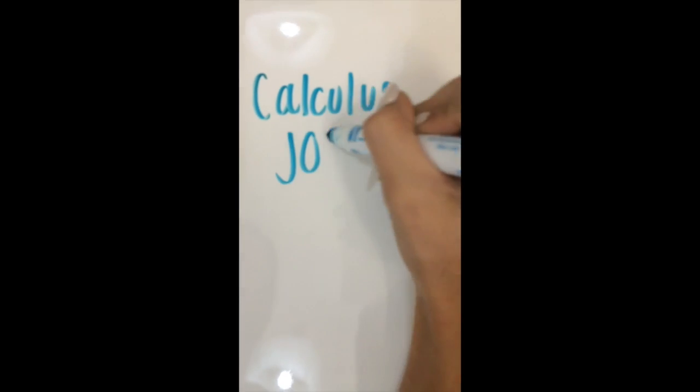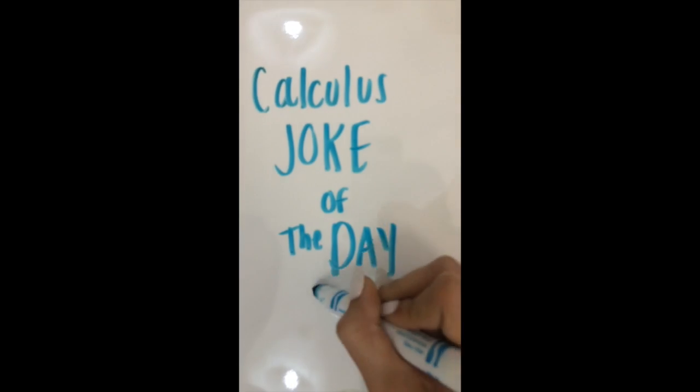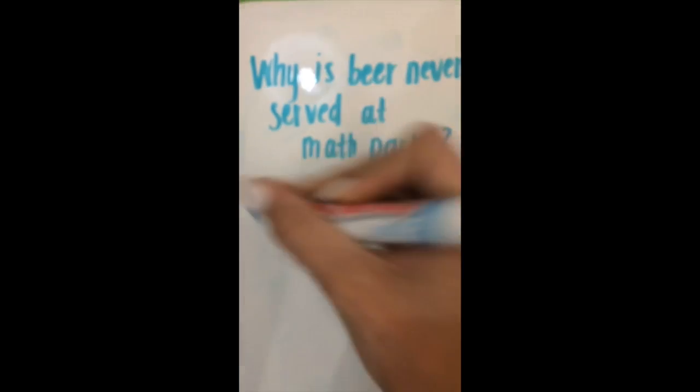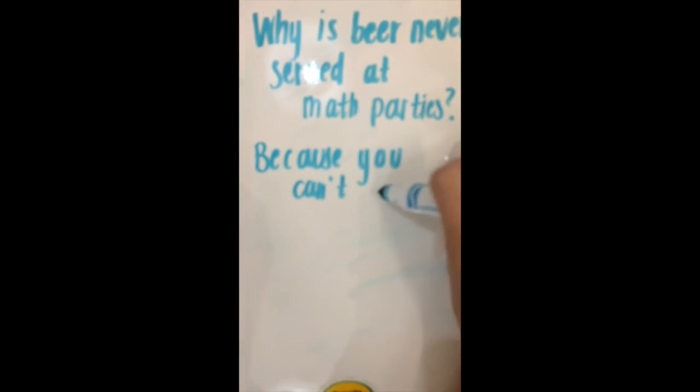Now it's time for everybody's favorite, the calculus joke of the day. Why is beer never served at a math party? Because you can't drink and derive.